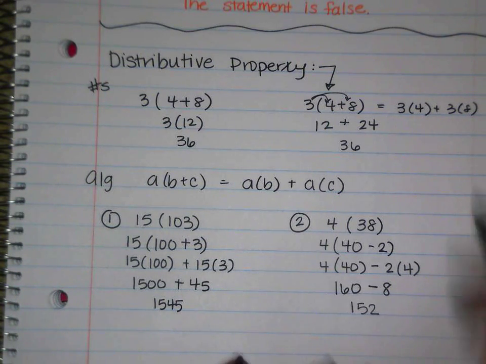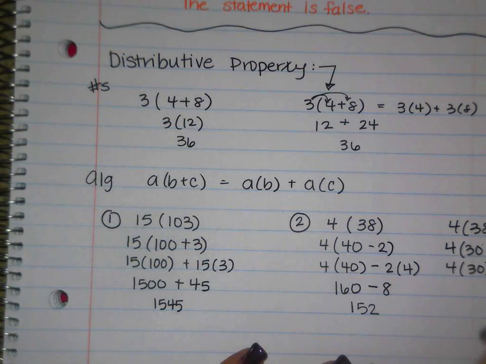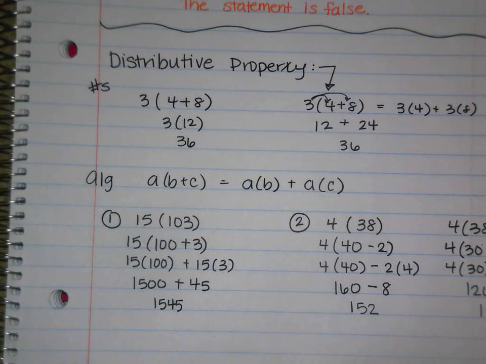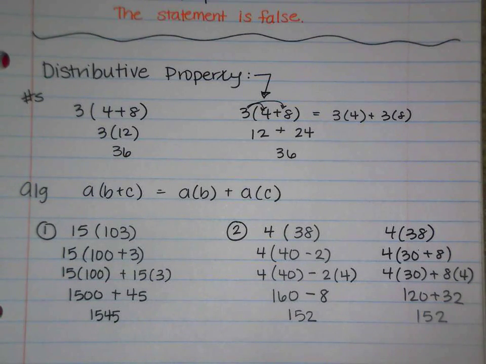Okay, you could have also done it where 4 times 38 is equal to 4 times (30 plus 8), which becomes 4 times 30 plus 8 times 4, which becomes 120 plus 32, which becomes 152. Either way, you can do it either way as long as you get to the same answer. Okay, that's what Common Core is all about, knowing different ways to get to the same answer.